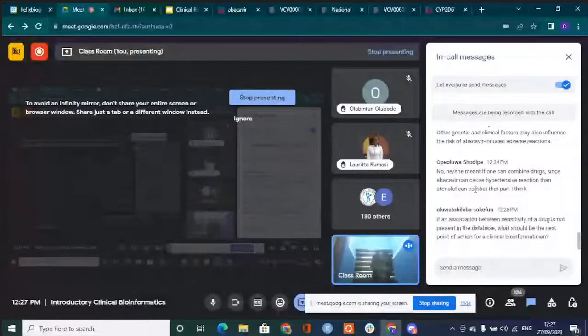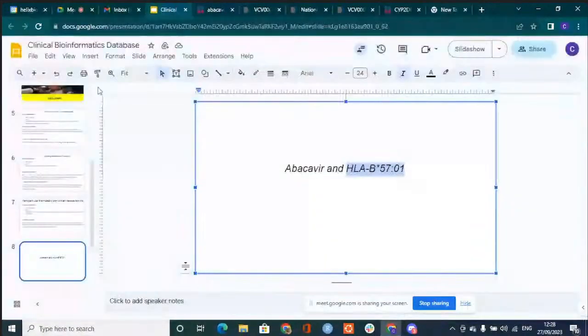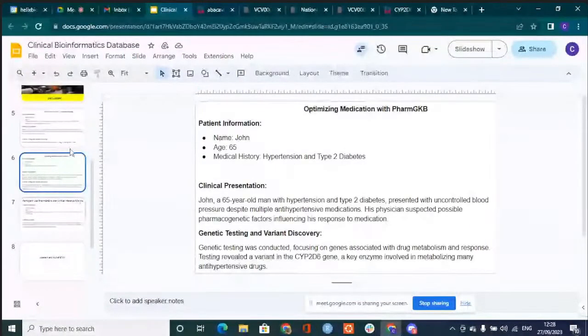That's a good question. If you have a variant and you check through the database and you don't see any information, I just want to show you something. Checking via Google search alone is a kind of database on its own. Let me just pick this up.